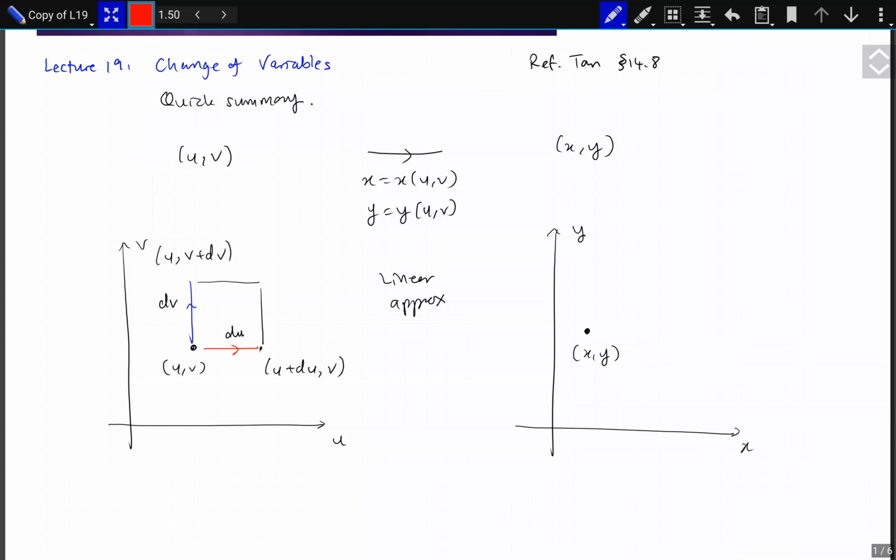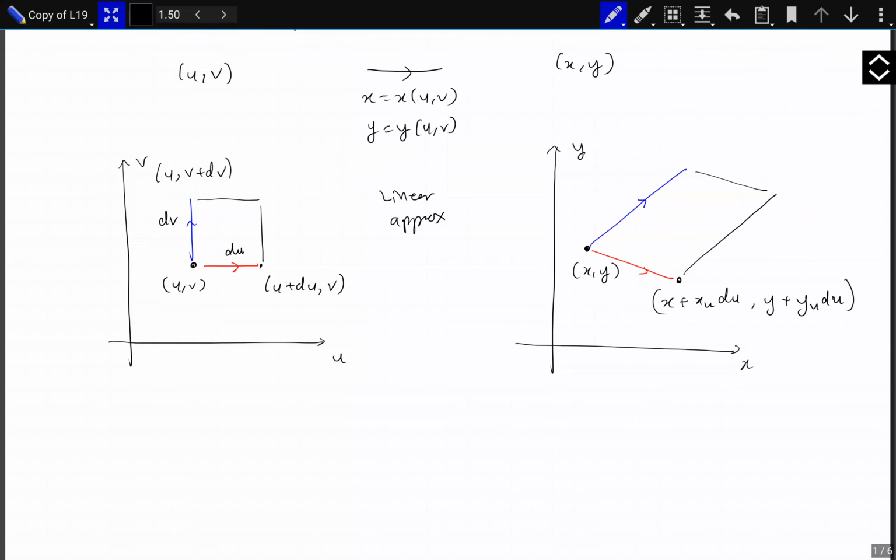We can look at where the images of the displacements end up. And so this point over here will turn out to be (x plus xu du, y plus yu du). So let's explain why that is.